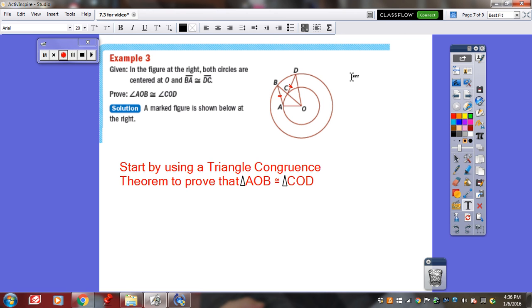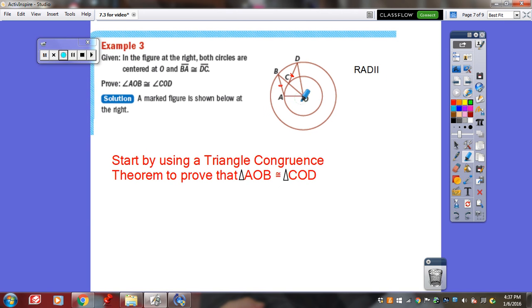Now this is another diagram that we looked at before, and whenever we looked at this one on Monday, we talked about the radii being congruent. We actually found two sets of radii that we said were congruent. We said that OA is congruent to OC. So we had those two short ones. And then we also said that OD would be congruent to OB. So we have two different sets of radii.